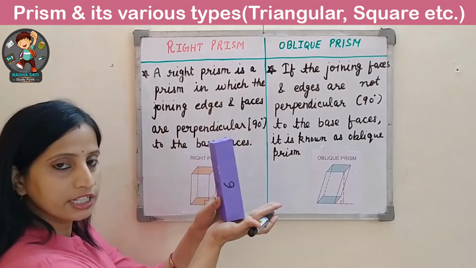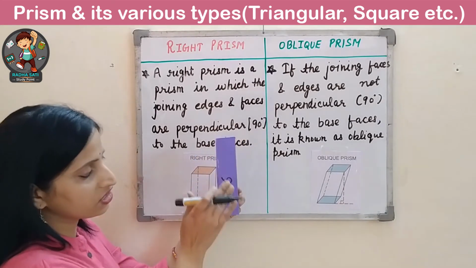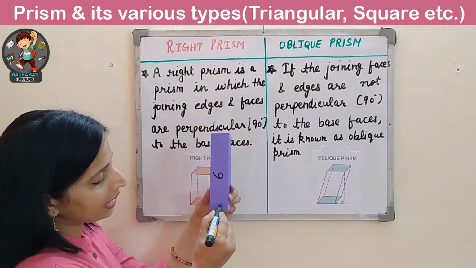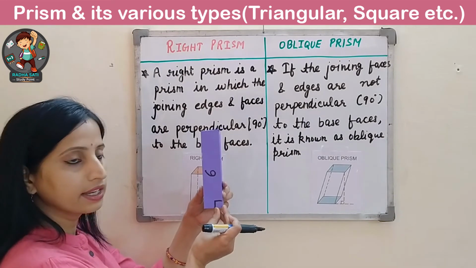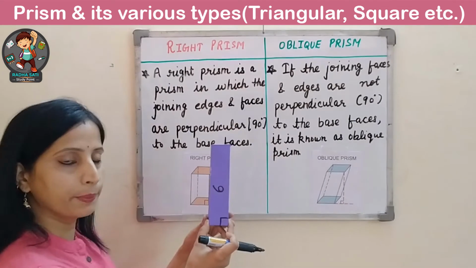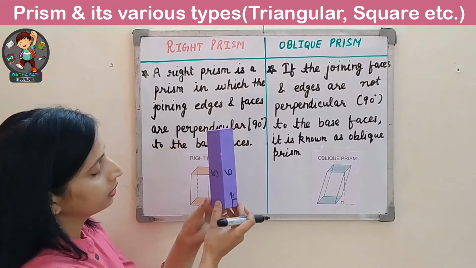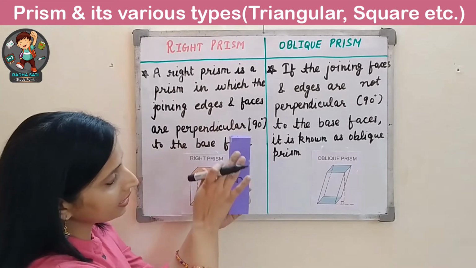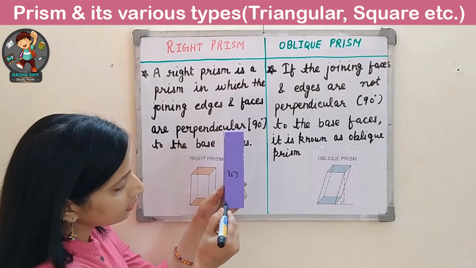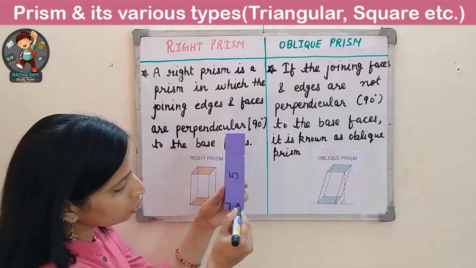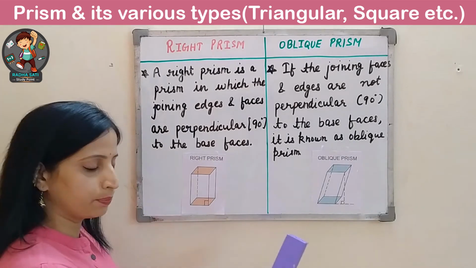Here the base is square in shape. These two are bases and these are edges. So this means when the joining edges and faces are making an angle of 90 degrees, then it will be considered as a right prism. See, here the angle of 90 degrees is getting formed. Let's turn it. Here also these edges are making an angle of 90 degrees with the base. This is also 90 degrees and this is also 90 degrees. So these types of prism are considered as right prisms.